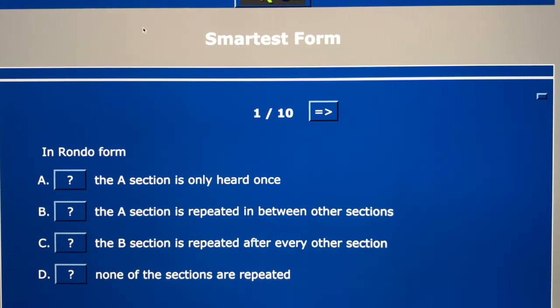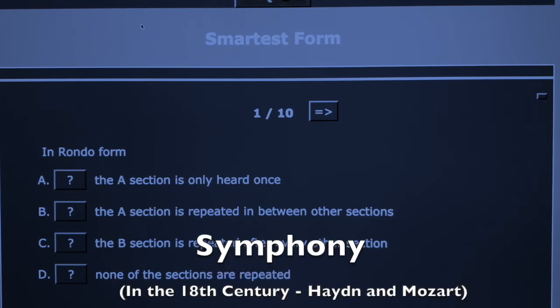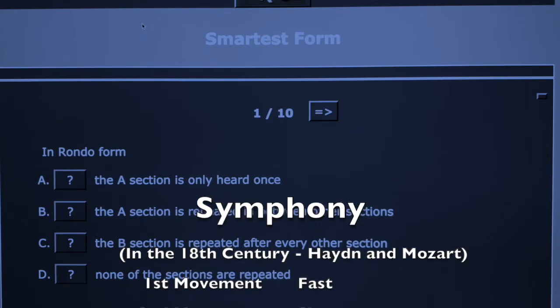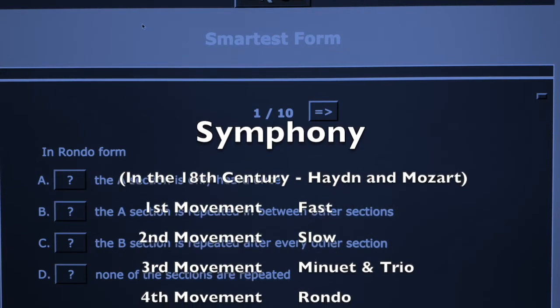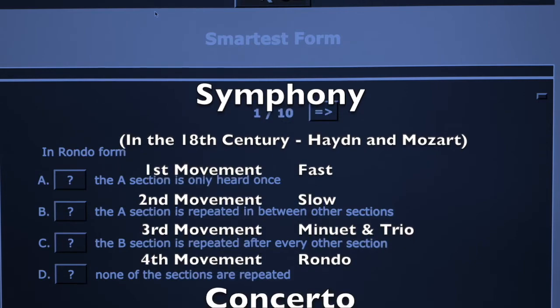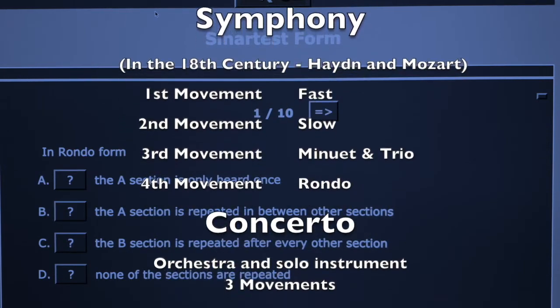Two important forms for orchestras are the symphony. They've been written since the 1700s. The other form is a concerto. They're quite similar. They're both quite long pieces for orchestra. The symphony normally has 4 movements and the concerto normally has 3 movements, but that's changed over the hundreds of years that they've been written.